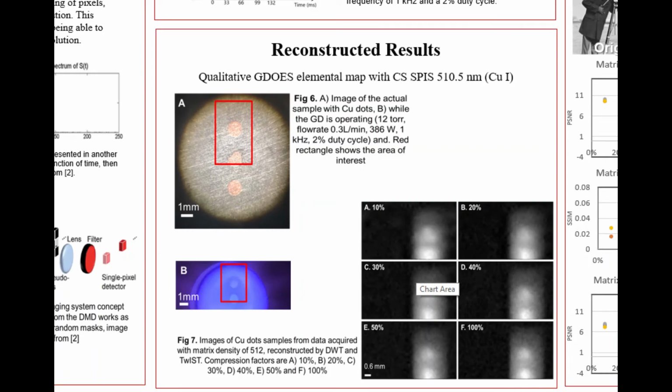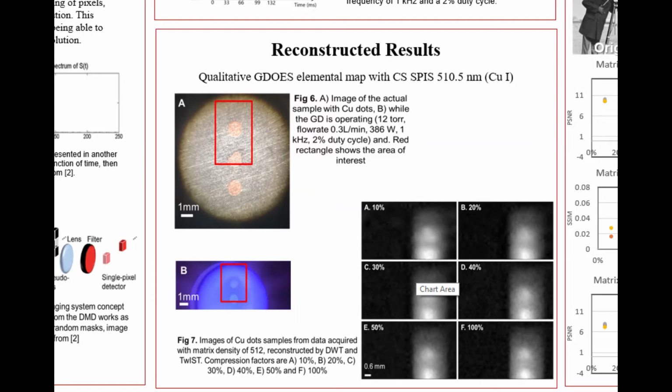In Figure 6, we can see a picture of the sample used for this experiment, which consists of the 3 copper dots inserted into a steel piece. The copper dots are copper 1, which emits a wavelength of 510.5 nanometers.